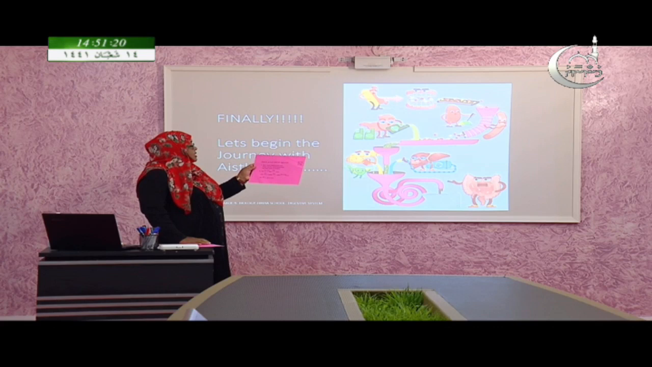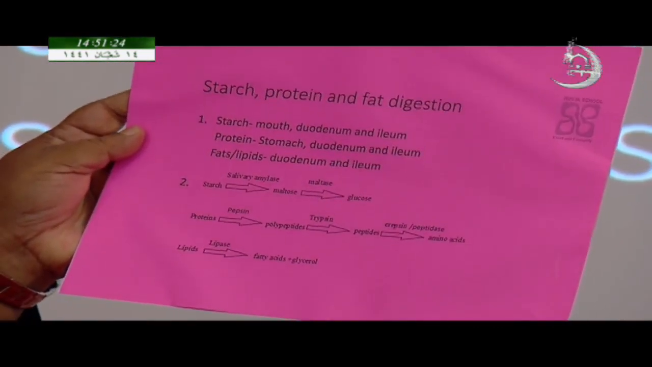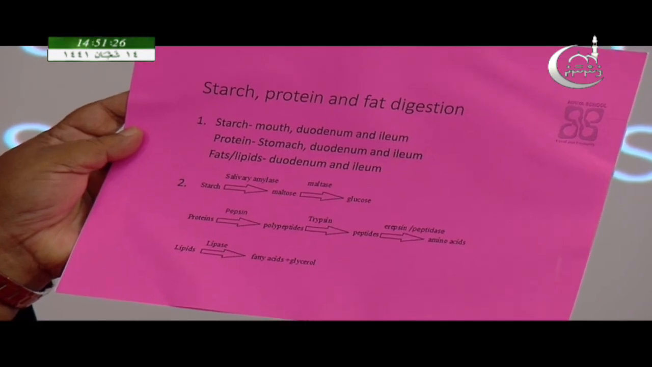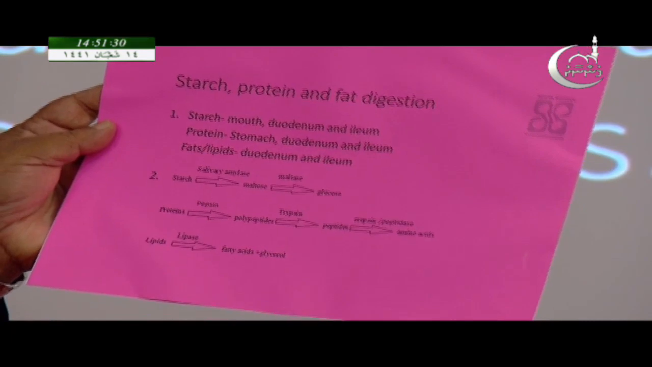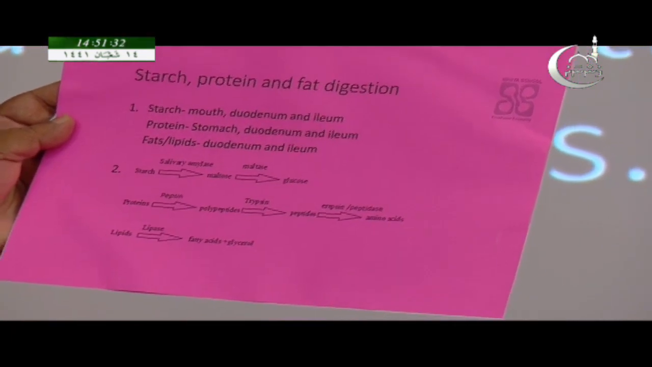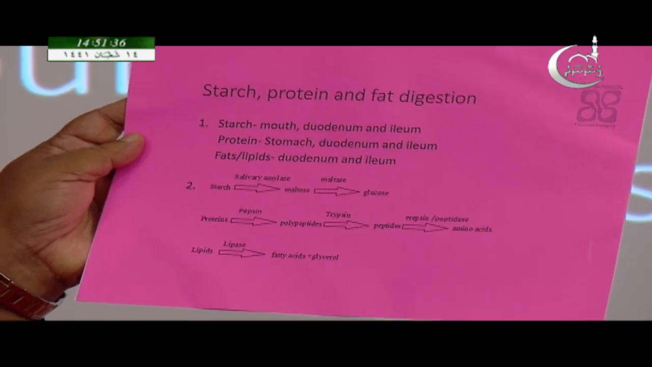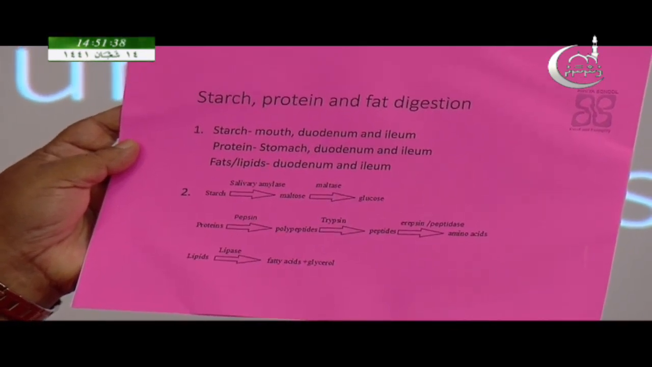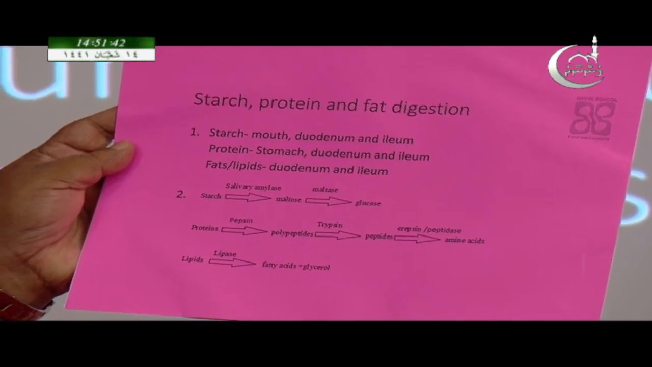Starch digestion begins in the mouth and continues in the duodenum and ileum. Protein digestion begins in the stomach, and continues in the duodenum and ileum. Fat digestion begins in the duodenum and ileum. And this is how enzymes work. Salivary amylase converts starch to maltose, and with the help of the maltase enzyme, maltose is converted to glucose, which is a diffusible form and the simplest form of carbohydrate.